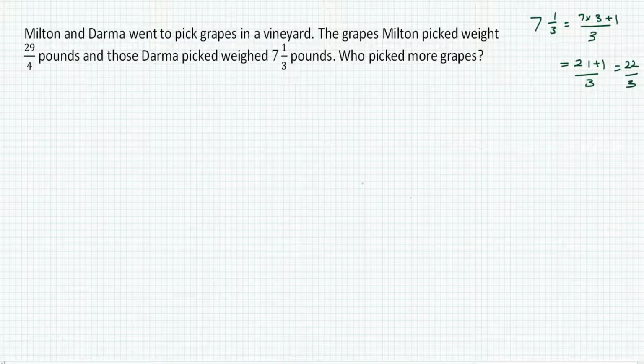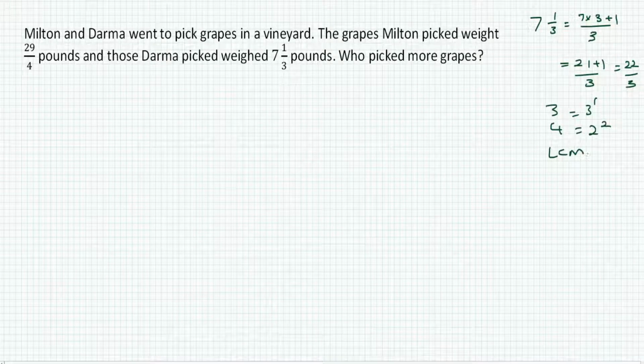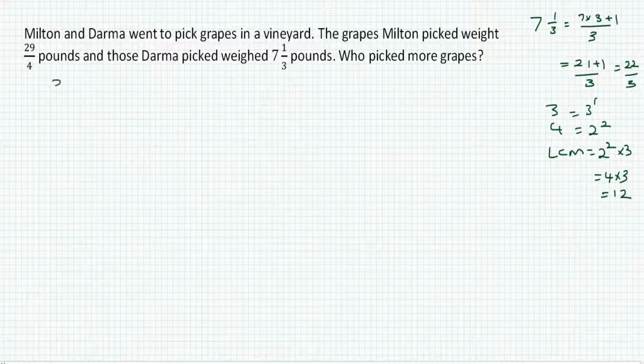The next thing we're going to do is to find the LCM of 3 and 4. So we got 3, we got 4, LCM. 3 is 3 to the power of 1, 4 is 2 squared. LCM is 2 squared multiplied by 3, which is 4 multiplied by 3 gives us 12. So now we have 22/3, and then we have 29/4. So let's convert 22/3 to a fraction with a denominator of 12.